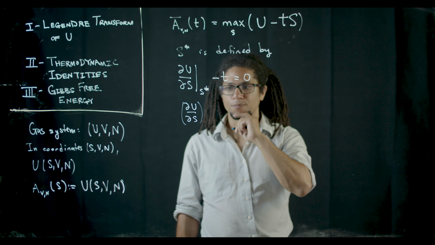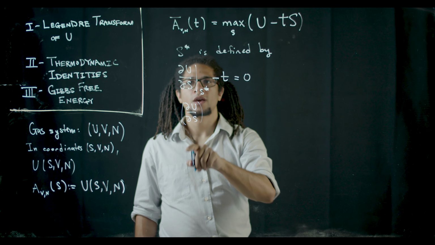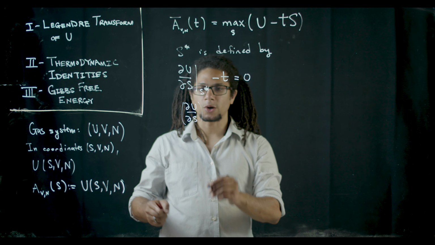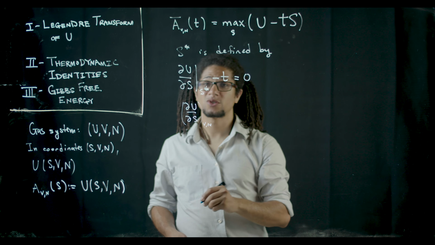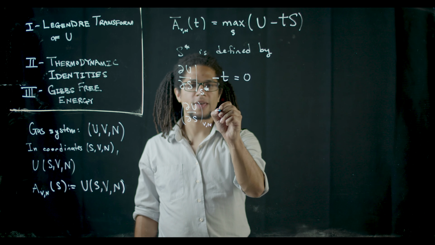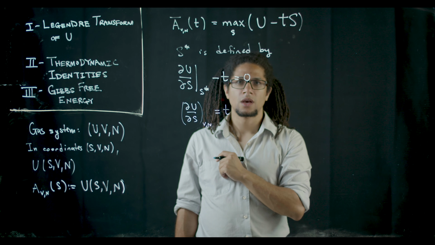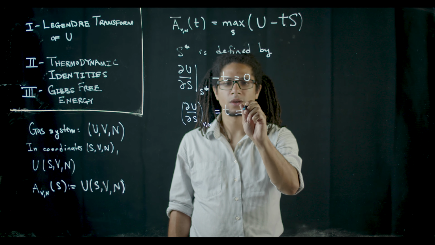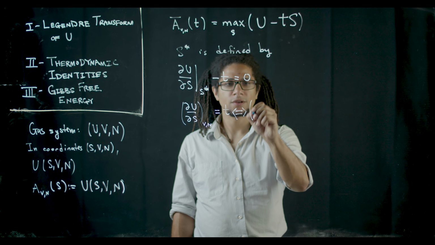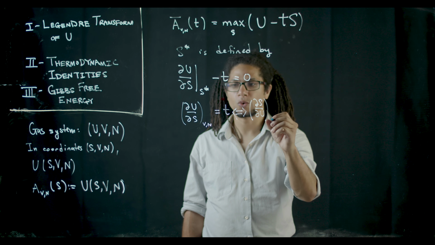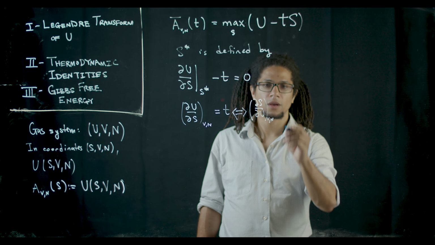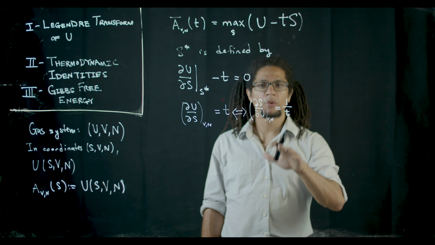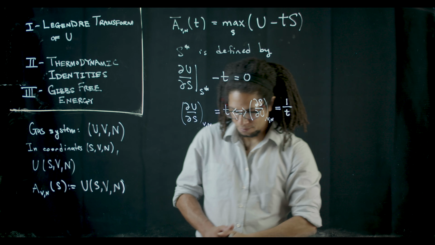is equal to t. Now, I'm going to be clear here that because U was really a function of all of these variables, this is a partial derivative fixing V and N. In other words, fixing all the work coordinates. And that's equal to little t. But by one of the partial derivative identities we've shown, this is true if and only if partial S over partial U is equal to 1 over t. But look at that. What we've done is reinvented the temperature.